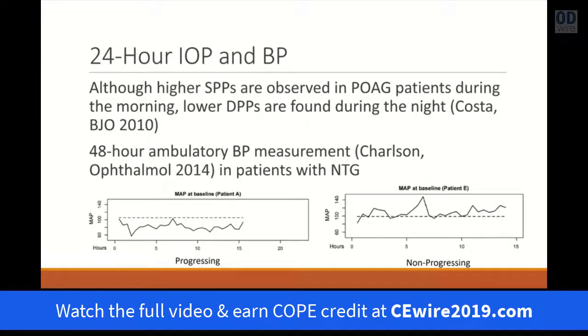Charlson et al. in 2014 looked at 48-hour ambulatory blood pressure measurements in patients with normal tension glaucoma. On the left, you have a progressing patient, and on the right, a non-progressing patient. The dotted line is the average mean arterial pressure during the waking hours, and the continuous line shows the mean arterial pressure during the sleep hours. And what you can see is, in the progressing patient, the perfusion pressure is down below the average during the daytime hours. Yet for the non-progressing patient, it is at least equal to, but in most cases, in this case, above that average. So it shows the relationship between progression and a drop in mean arterial blood pressure during the nighttime period.